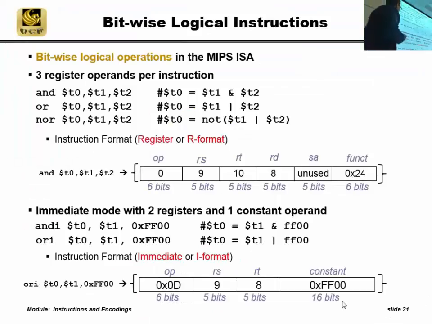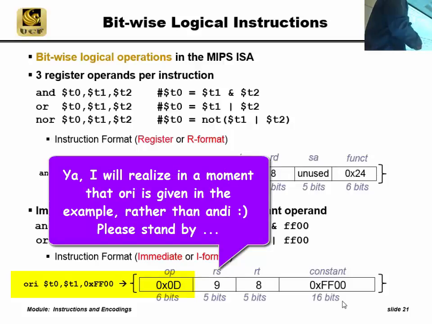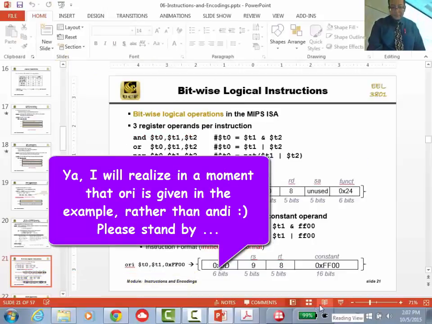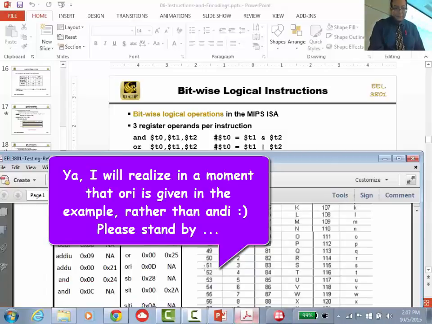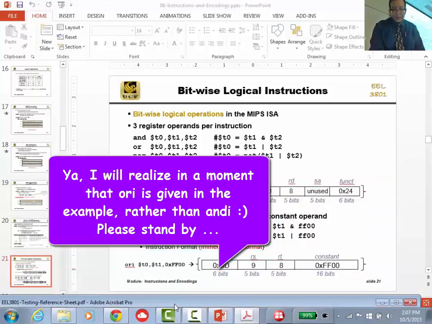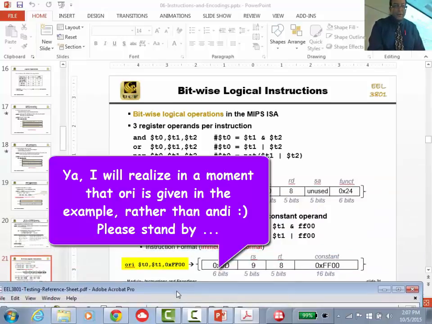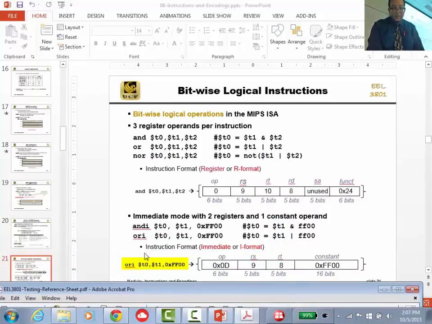So here we have and immediate from the table, is 0D. Or, sorry, ORI. I'll give this in a minute. So here's ORI. ORI is 0D.